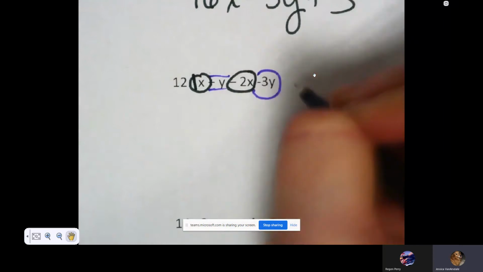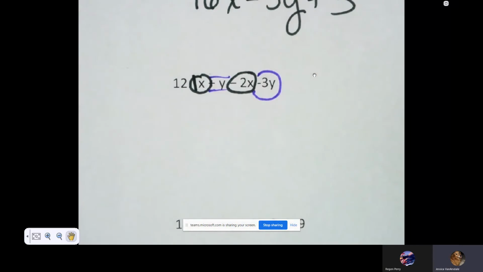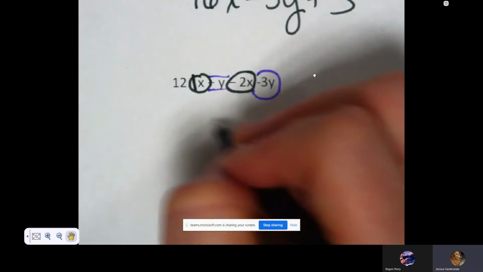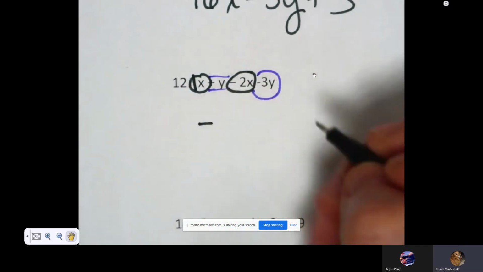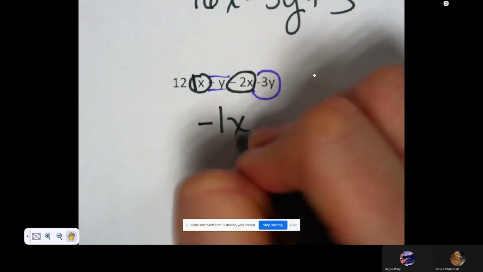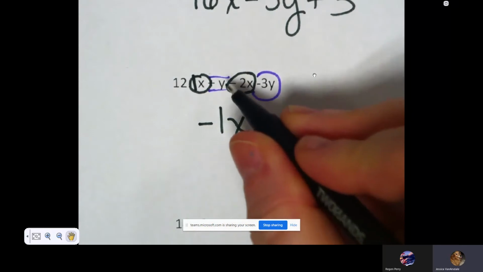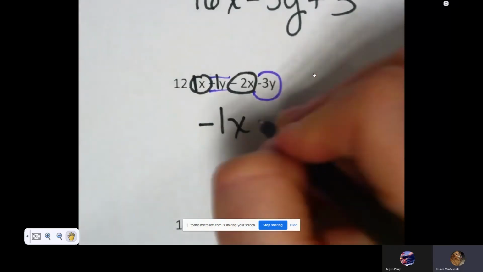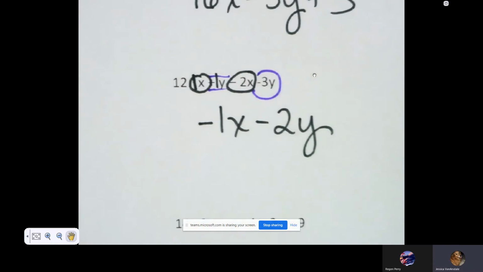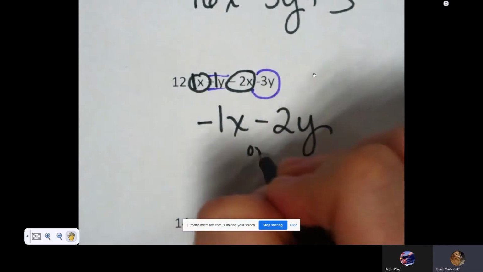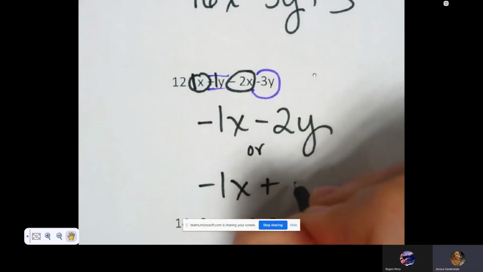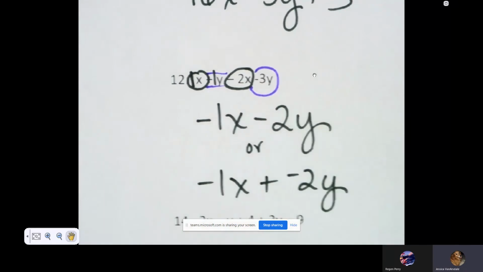1x minus 2x. Put this in your calculator. 1 minus 2. Negative 1. Okay. Then you have 1 minus 3. Put that in your calculator. Negative 2. See, don't even need to. That's your answer. Or if you want it to look like this, that is the same thing.